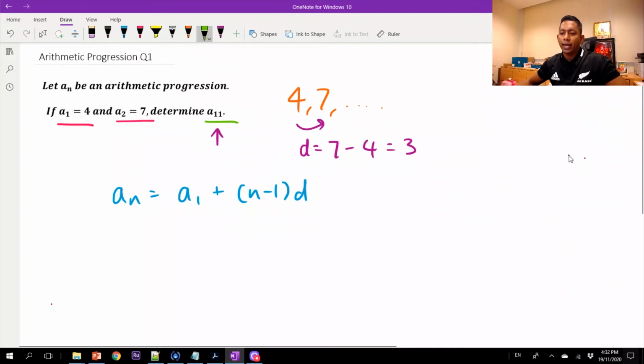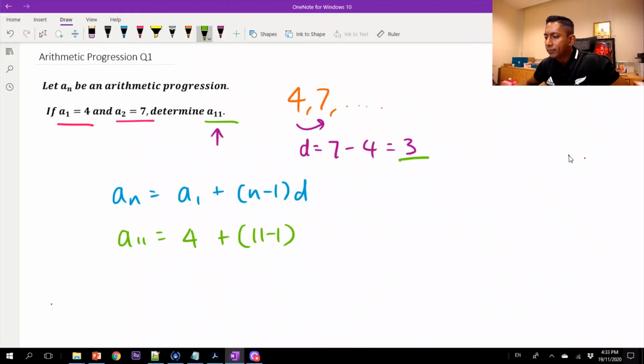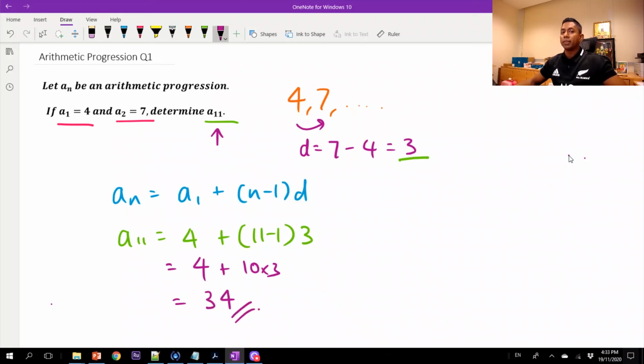So what is An? An is the nth number that we wish to find. So in this case, n is equal to 11. So A11 is equal to A1. A1 is the first term in the sequence. That is 4, plus n minus 1. So n is 11, so it is 11 minus 1, multiplied by d. And what is d? d is the difference, 3. So that will give me 4 plus 10 times 3, which gives an answer of 34. So the 11th term in this sequence is 34.